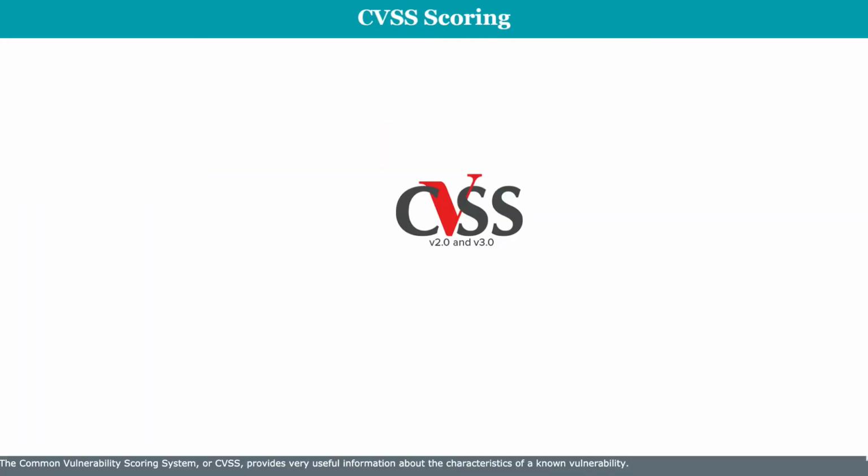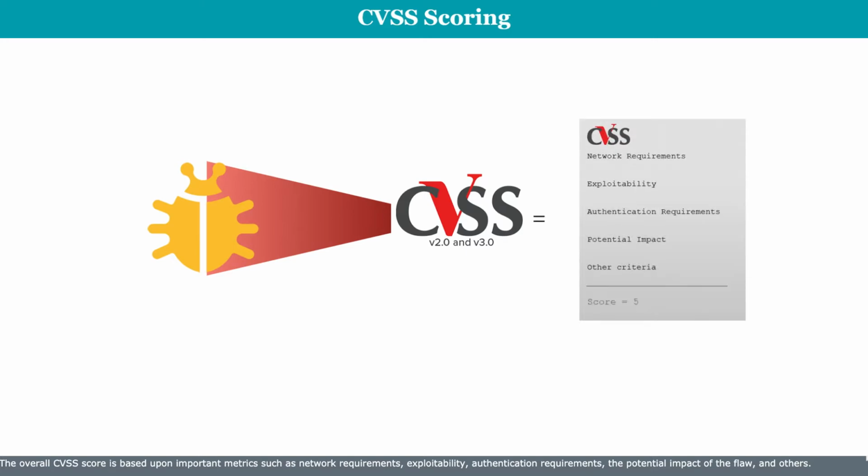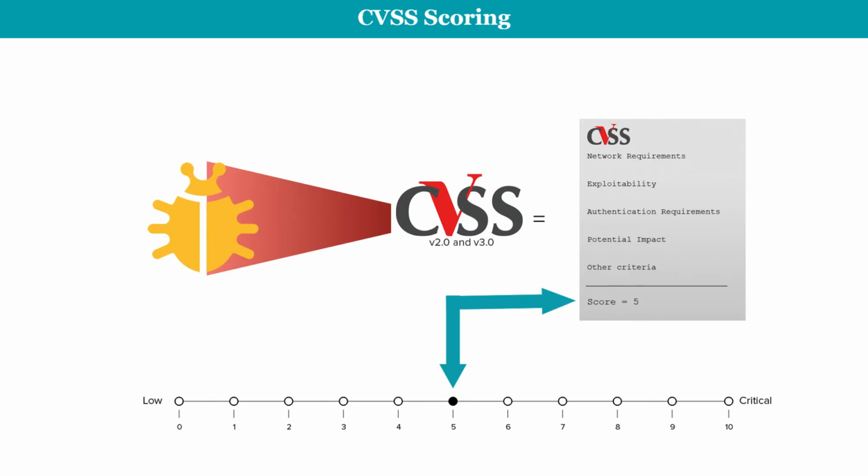The Common Vulnerability Scoring System, or CVSS, provides very useful information about the characteristics of a known vulnerability. The overall CVSS score is based upon important metrics such as network requirements, exploitability, authentication requirements, the potential impact of the flaw, and others.